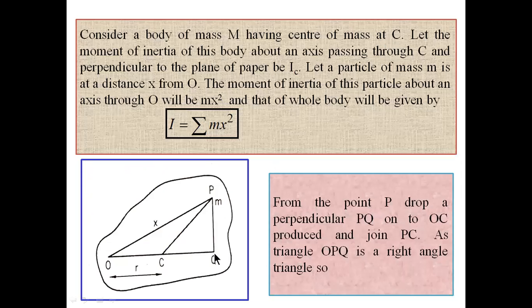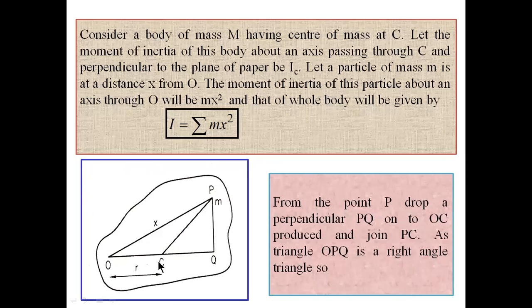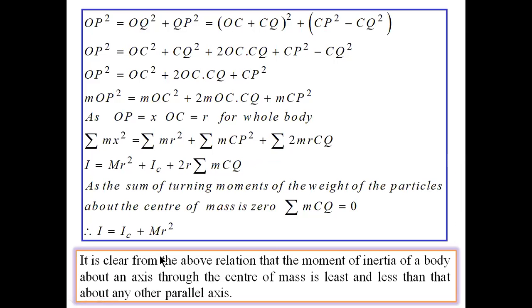So QP square equal to CP square minus CQ square.